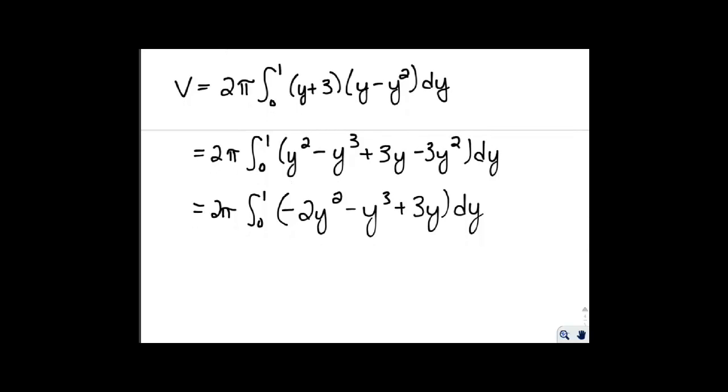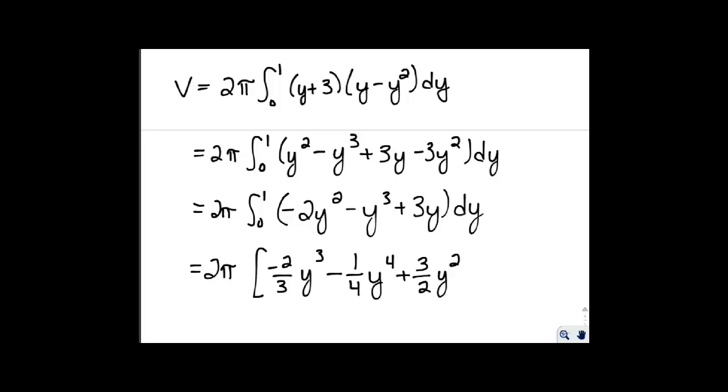So now we need to integrate. So 2 pi stays on the outside. Y squared becomes y cubed, and then we have to divide by 3. So it becomes negative 2/3 y cubed, minus y to the 4th. We have to divide by 4, so that gives us 1/4 in front. And then plus y squared. We have to divide by 2, so we end up with 3 halves in front of that. So from 0 to 1.